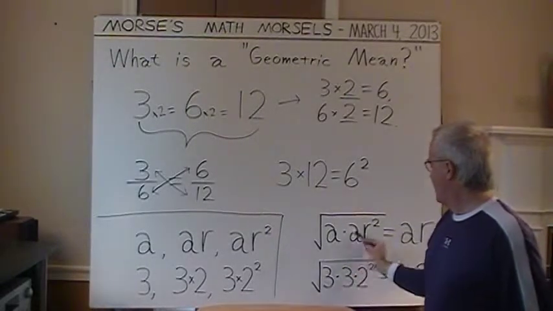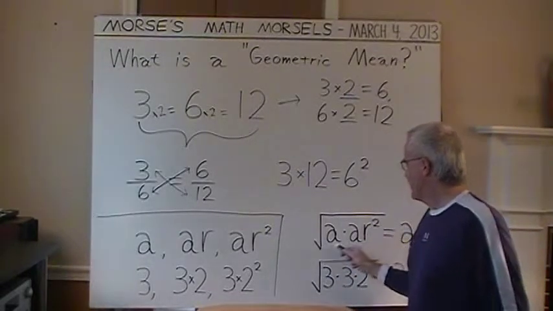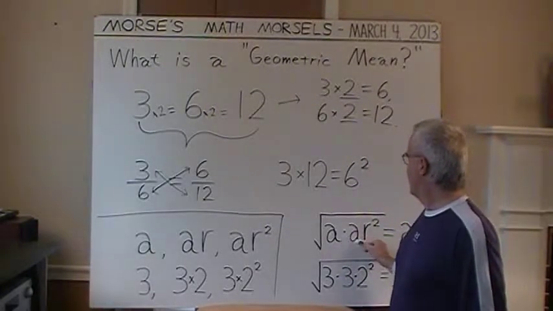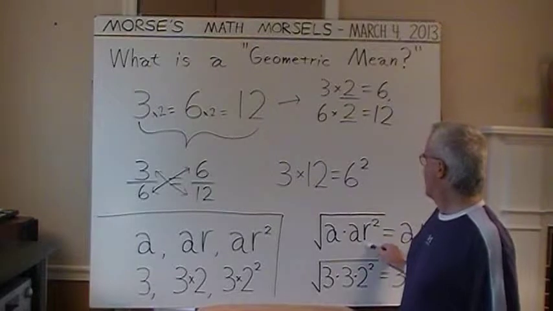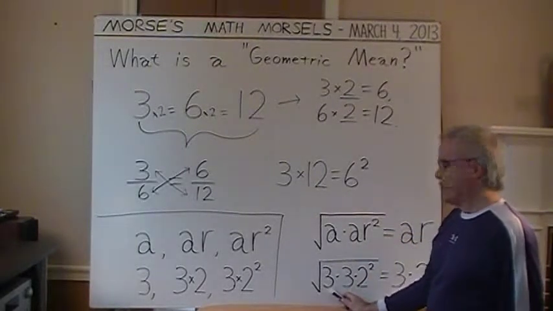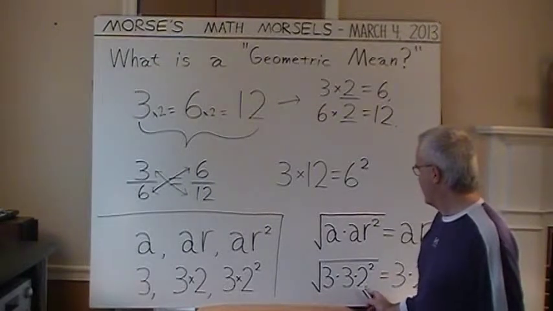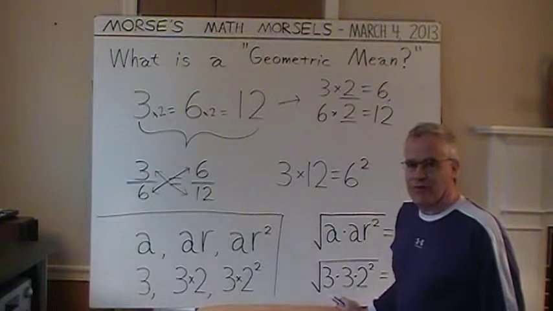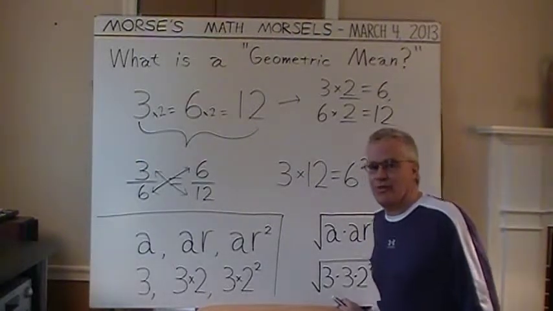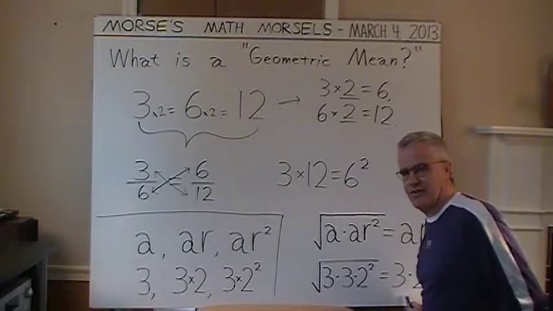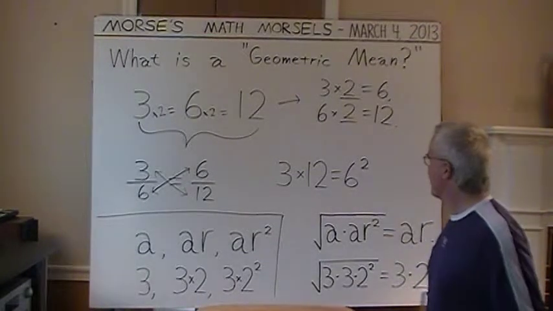And compare that with the square roots of the quantities. The A is our starting number again, 3. And 3 times 3 times R squared, which is 2 squared, is also down here. 3 times 2 squared is just 3 times 12, which is 36. And the square root of 36 is 6. And here I'm representing 6, the geometric mean, as 3 times 2.